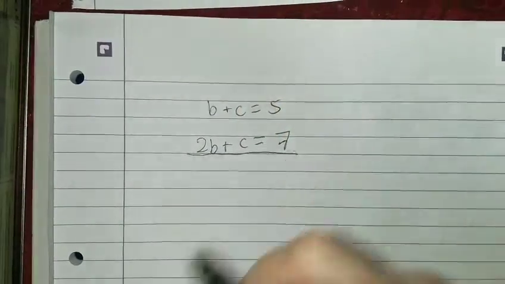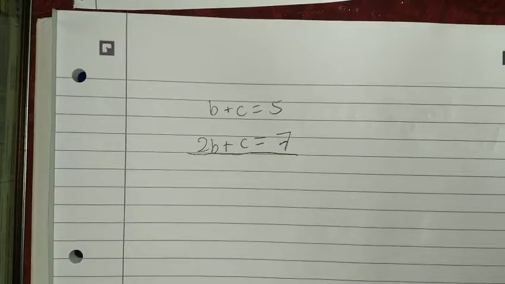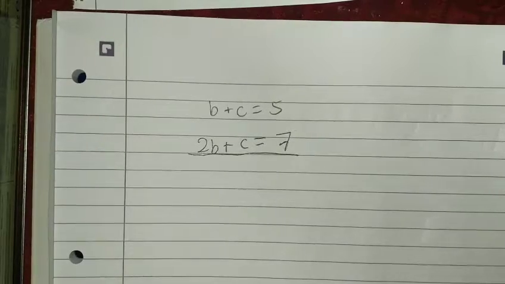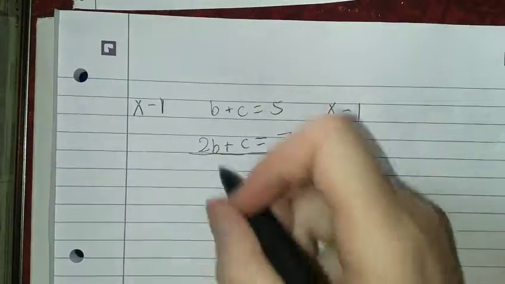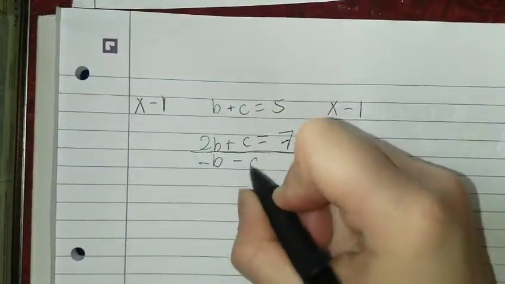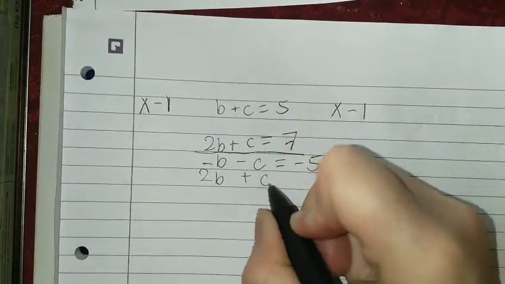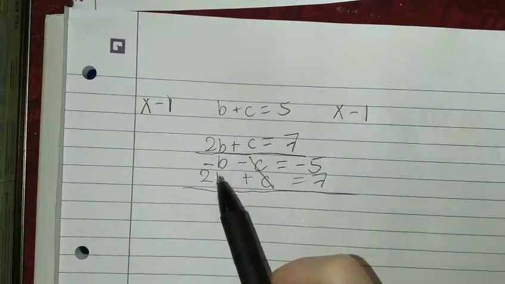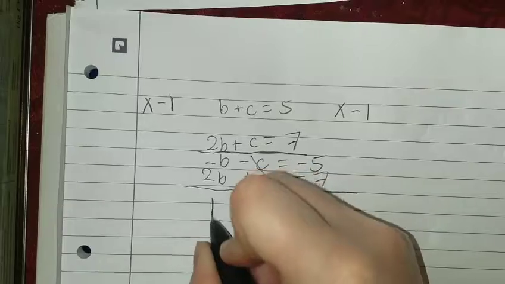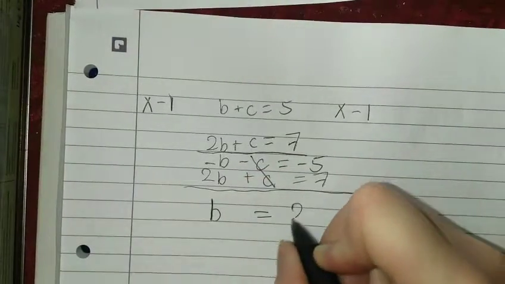So I think I'm going to cancel out my c's. In order for one of my variables to cancel, I have to have the same coefficients. So they both are 1c, and then they have to have opposite signs. So I'm going to multiply both sides of this line by minus 1 to get an opposite sign. That'll be minus b and minus c is equal to minus 5, and then 2b plus c is equal to 7. So these cancel, and then 2b take b is just going to be equal to b, and then 7 take 5, so that's going to be equal to 2.